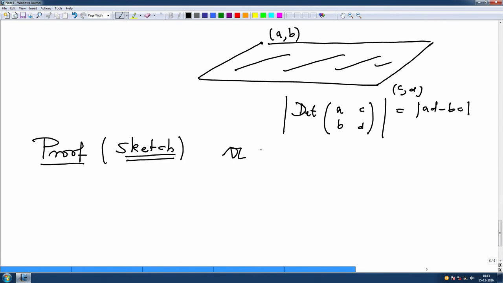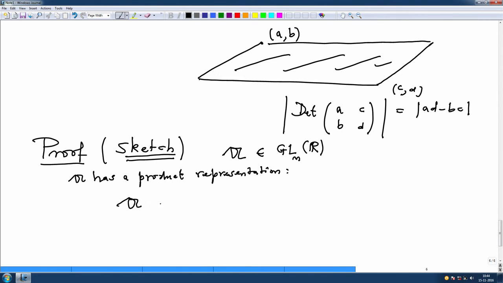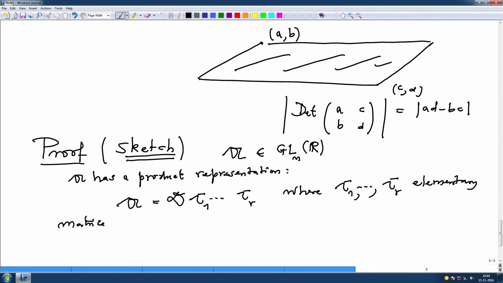So look, we have a matrix A which is an invertible matrix. And if you remember, what did we prove about this? This A has a product decomposition. We have proved this, A has a product representation. What is that? A equals a diagonal matrix times C1 to CR, where C1 to CR are elementary matrices of type B I J A.